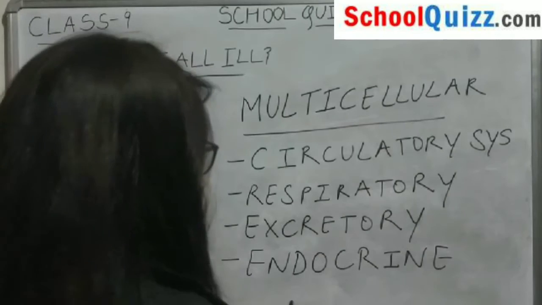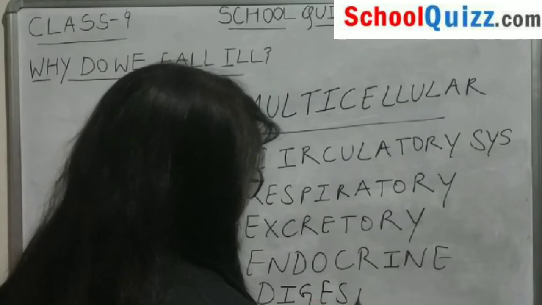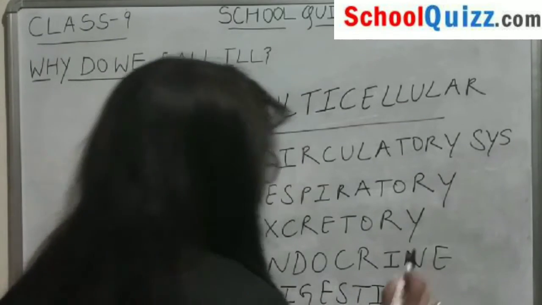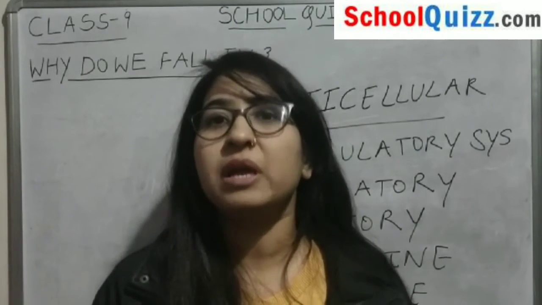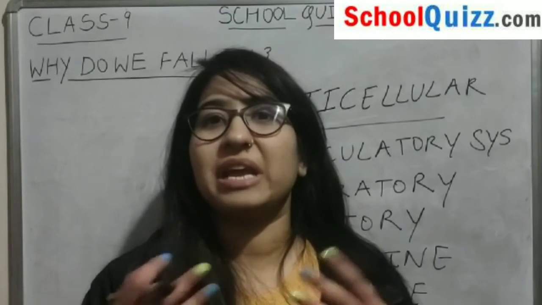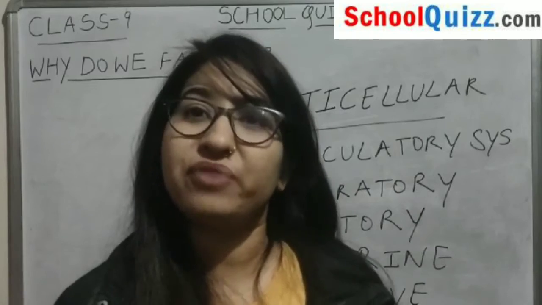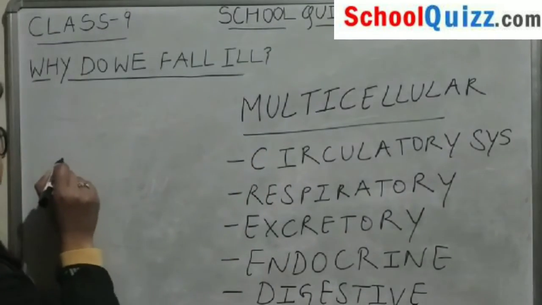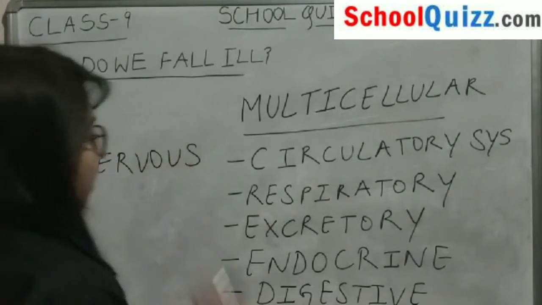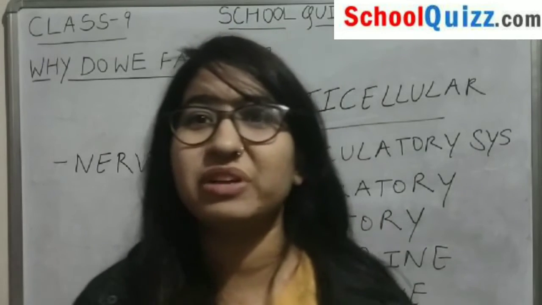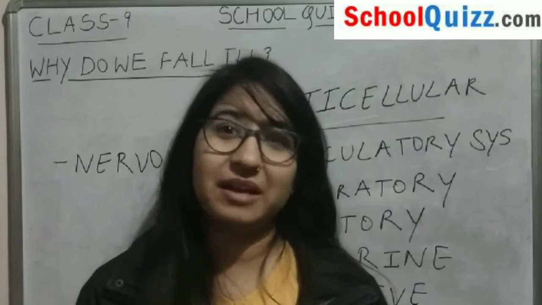Okay, after that we have the digestive system. The digestive system is involved in digestion of the food, or the different kinds of nutrients, or the things which we intake for the growth of our body and the proper functioning of our body. And next we have the nervous system. The nervous system is a system in which the master organ of our body is involved, and that is none other than the brain.